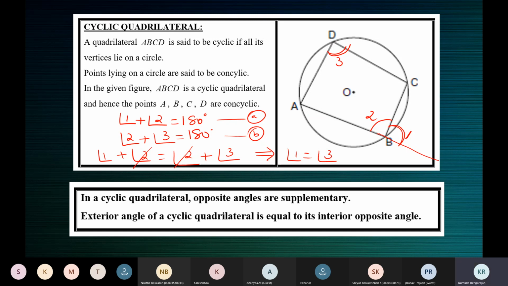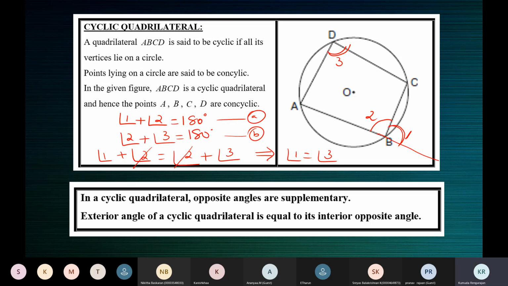Angle 1 plus angle 2 is equal to 180, linear pair axiom. Angle 2 plus angle 3 is equal to 180, property of a cyclic quadrilateral: opposite angles are supplementary. Equating these two, angle 2 gets cancelled on both sides. We have angle 1 is equal to angle 3, and that proves the exterior angle property.